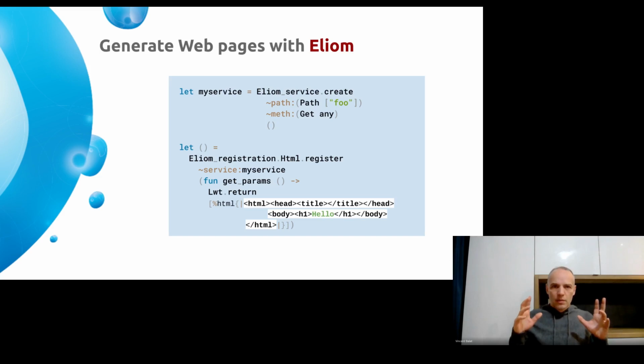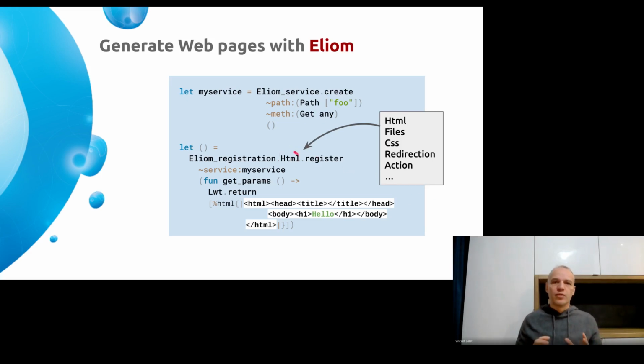In this example, the service returns HTML, but you can choose what kind of data you want the service to send by choosing the appropriate registration module. There are many predefined registration modules, one for sending HTML, one for sending files, one for CSS, one for doing redirection, one for performing actions. Actions are services which perform a side effect on the server and possibly redisplay the current page afterwards. And you can also define your own registration module for your own kind of content.